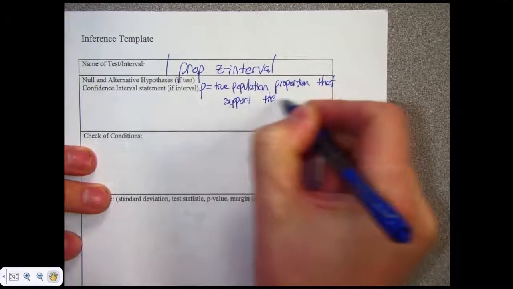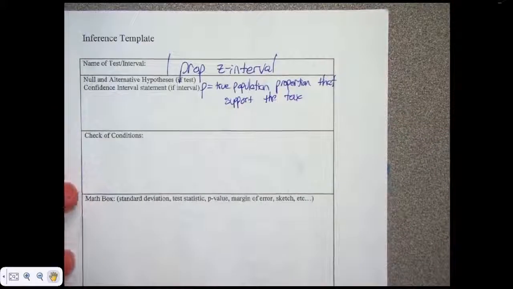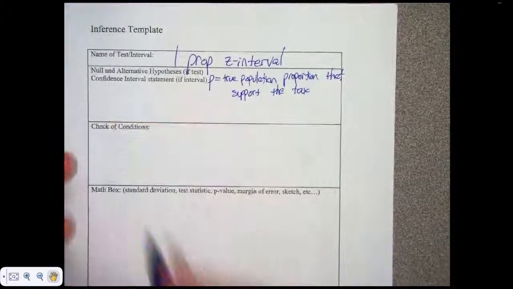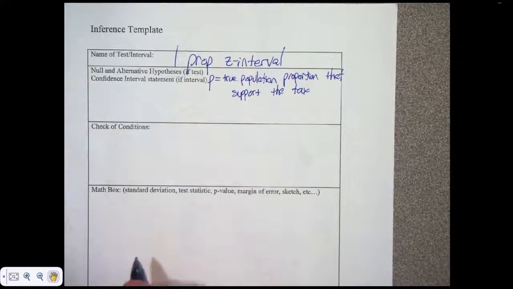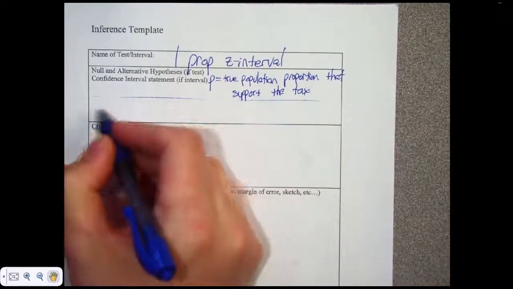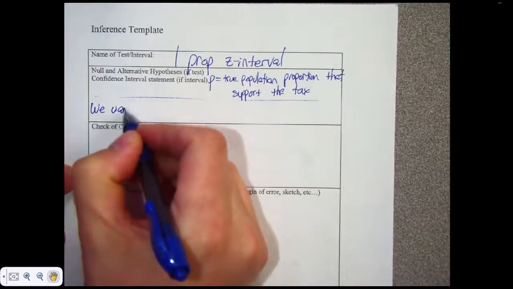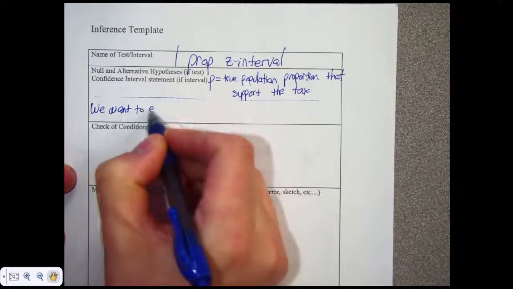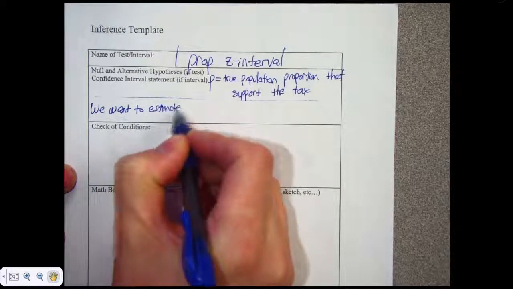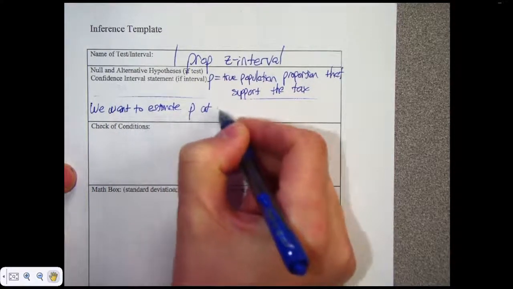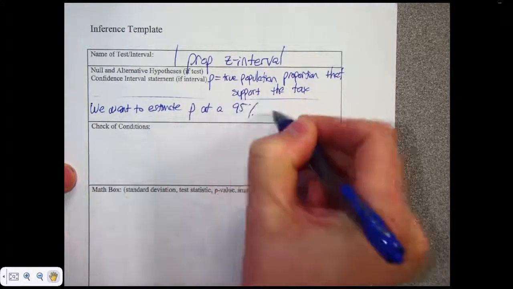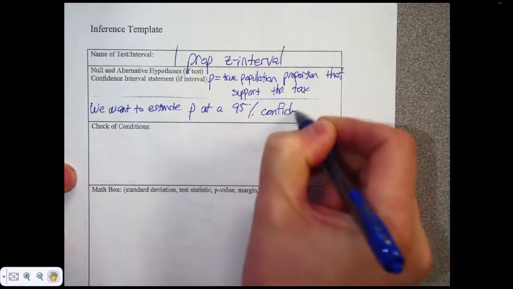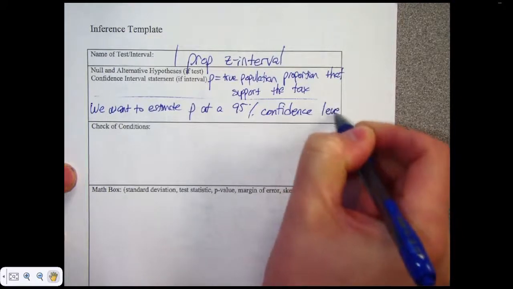The true population proportion who support the tax. And then what? The next, kind of our goal, right? We want to estimate p at a 95% confidence level.